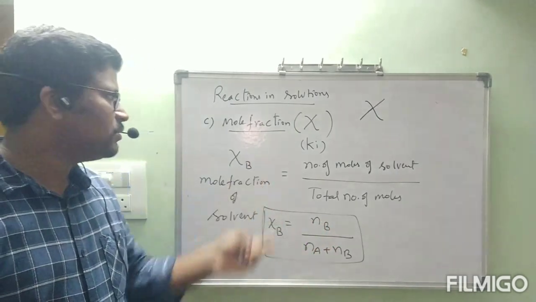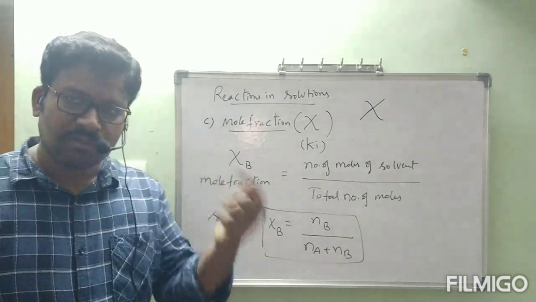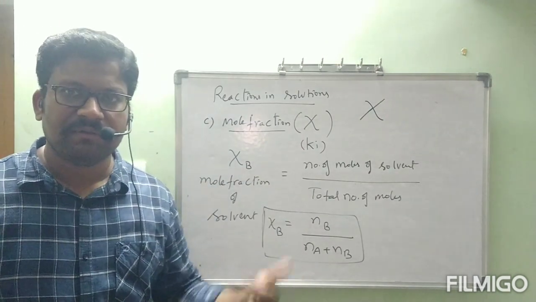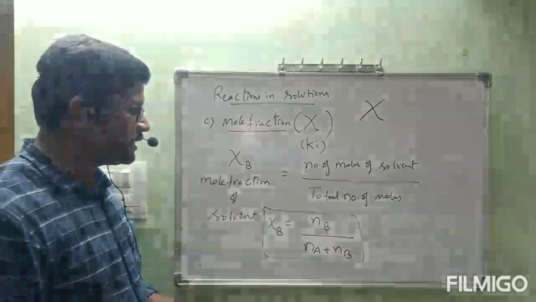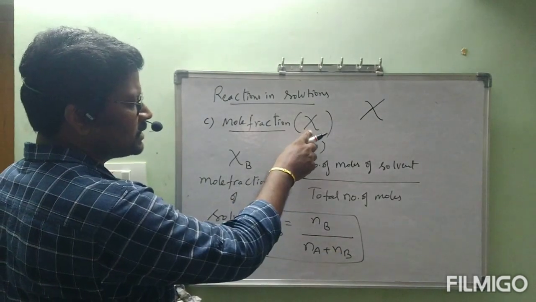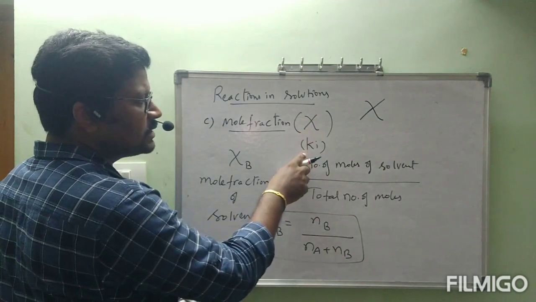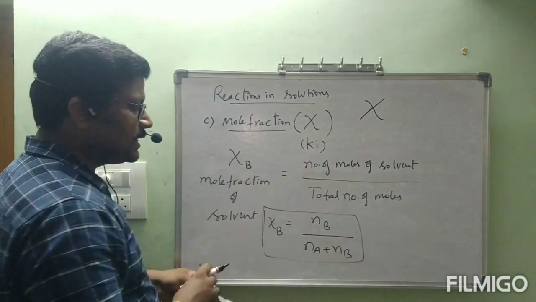Okay? This is about mole fraction. Finally, one more formula is there. That formula I will show, and we will go for the fourth definition. This is the third one, mole fraction. Mole fraction is represented by this letter that is pronounced as chi.